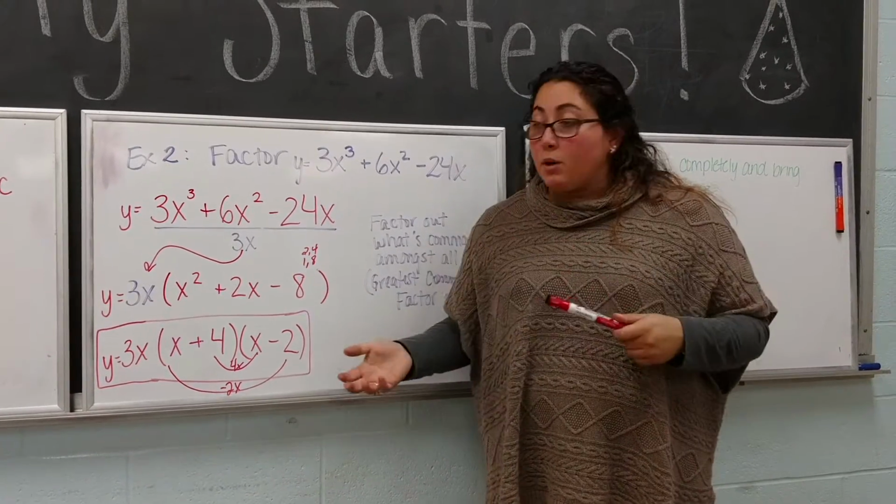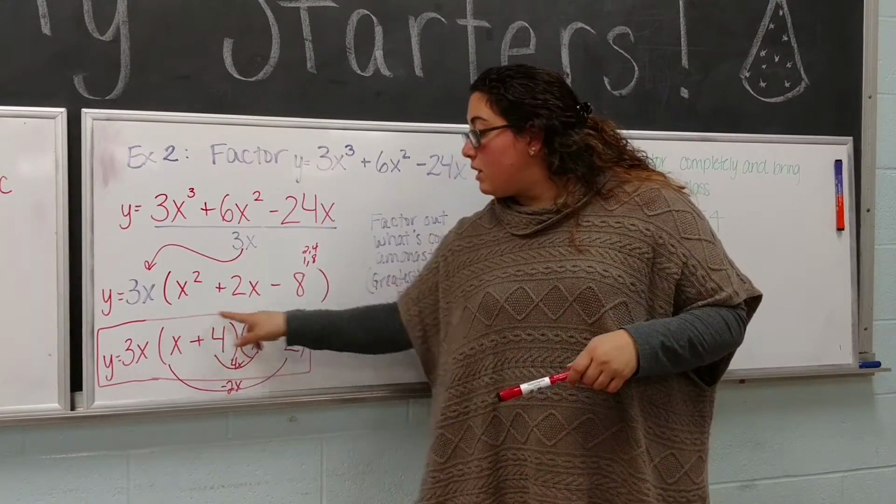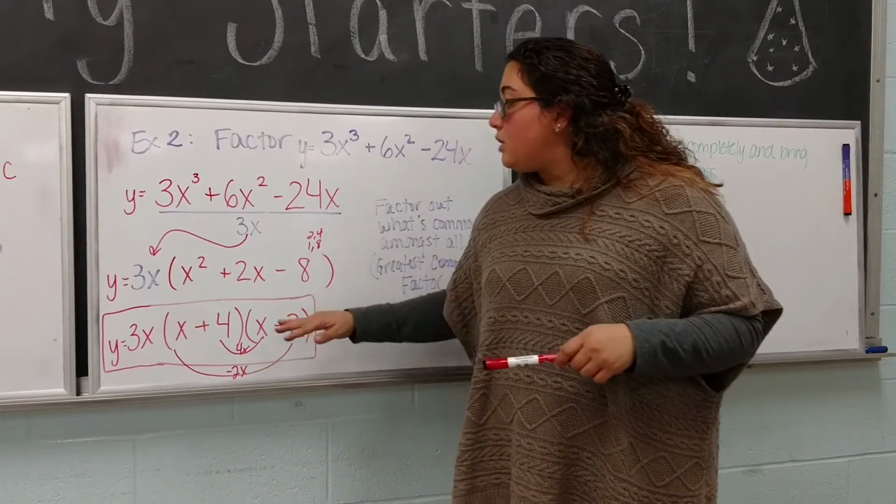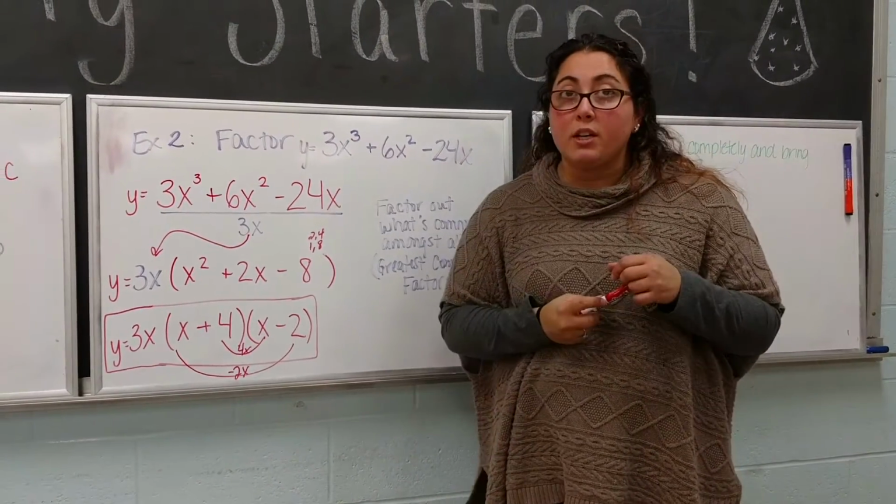So you can always check your work by foiling out these two factors here and then distributing a 3x to each of your terms. You should end up back where you started.